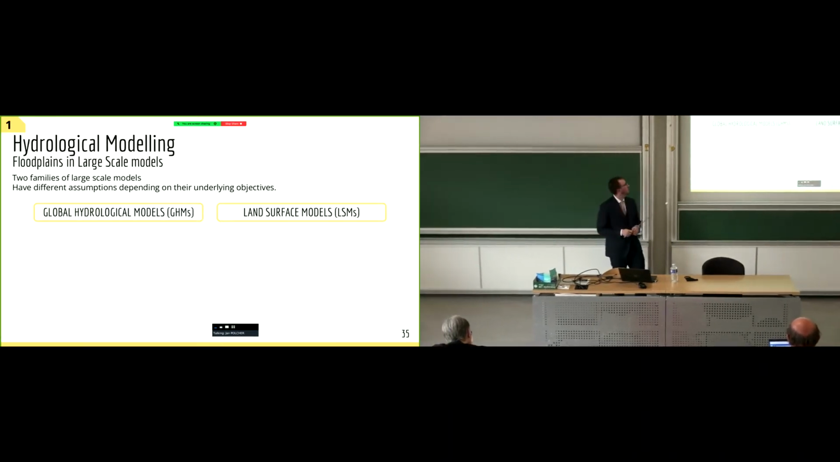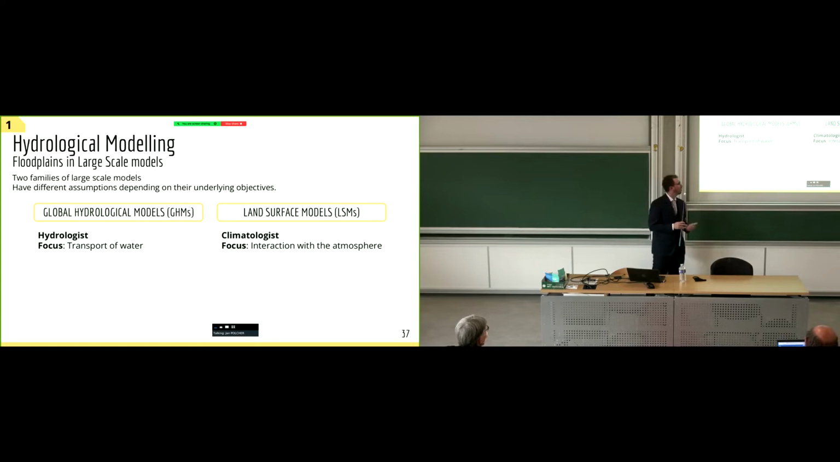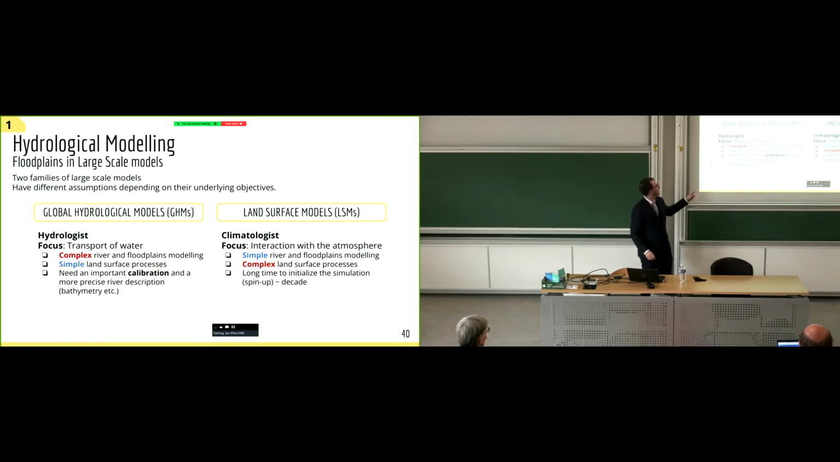Concerning hydrological modeling, I show you there are two families of large-scale models to simulate the hydrology and the floodplains: the global hydrological models and the land surface models. Global hydrological models are more used by hydrologists, and they focus on the transport of water, while land surface models are used by climatologists and focus on the interaction with the atmosphere. Global hydrological models have a more complex river and floodplains modeling, while land surface models have more complex land surface processes. And global hydrological models need a more important calibration, while land surface models need a longer time to initialize the simulation, a larger spin-up.